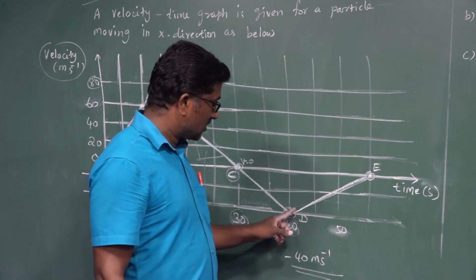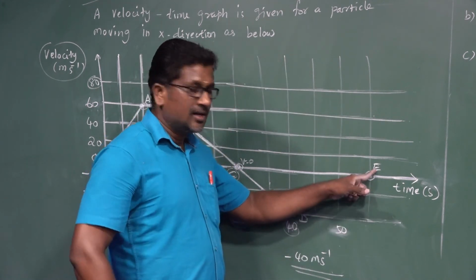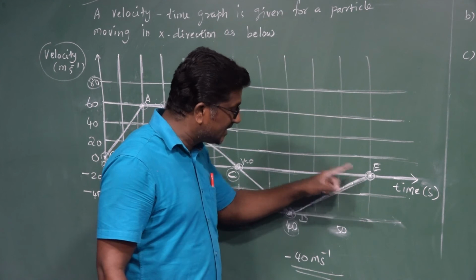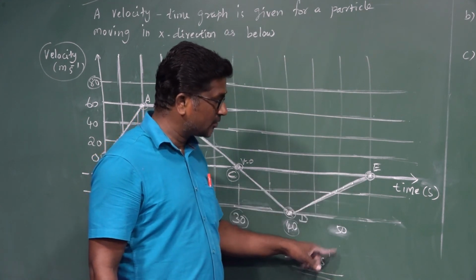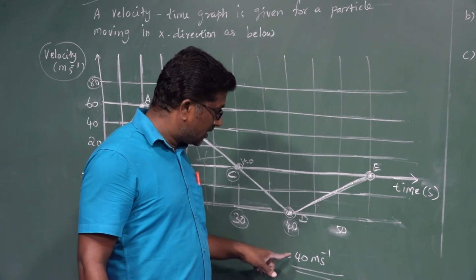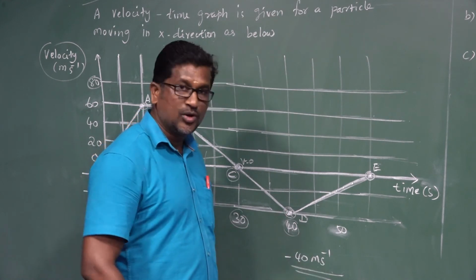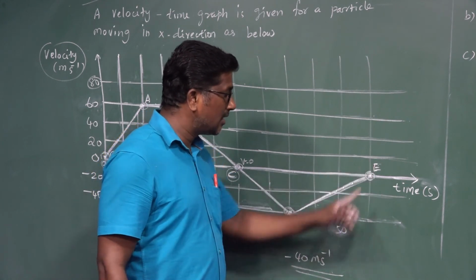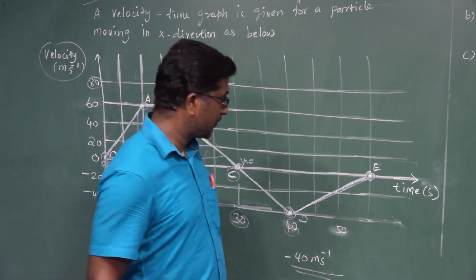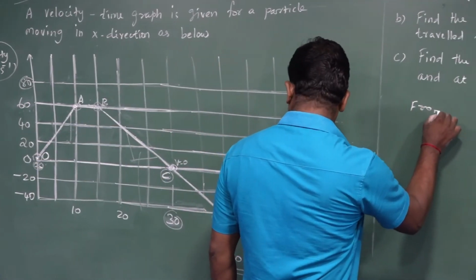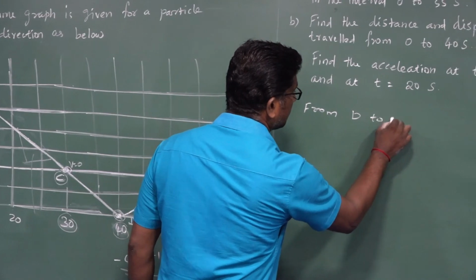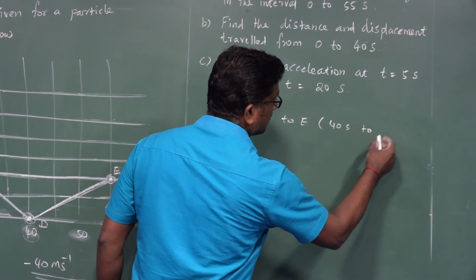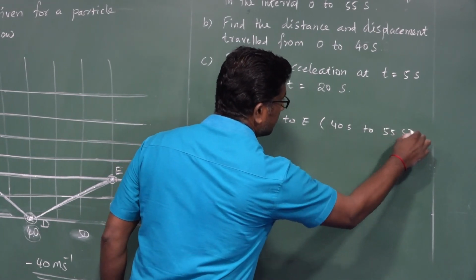At 55 seconds. So from the region D to E, the particle velocity is still negative, okay, but its velocity increases from minus 40 meters second power minus 1 to 0. At the point D, the particle velocity is minus 40 meters second power minus 1, and the particle velocity becomes 0 at the point E, or at 55 seconds. From D to E, or from 40 seconds to 55 seconds.